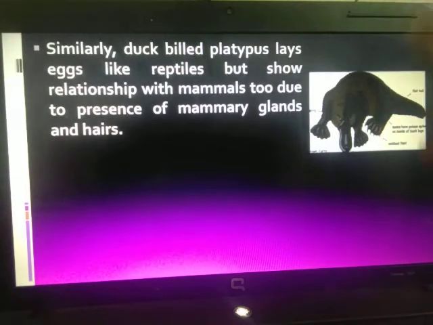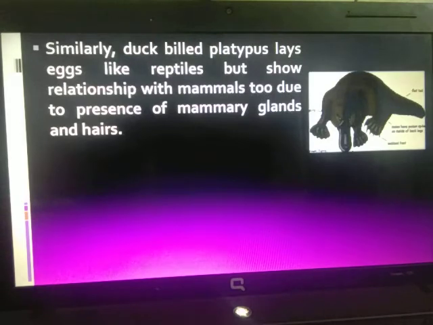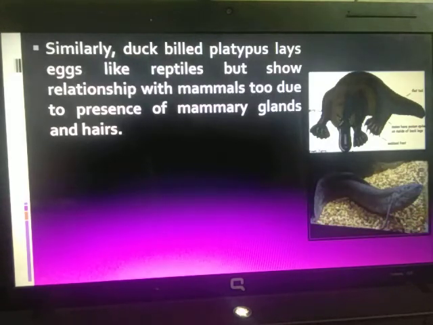Therefore it can be the similarity between two groups. One is reptile which lays eggs, and second is a mammal which has mammary glands as well as hairs. Fine. Next one, here you can see a lungfish.